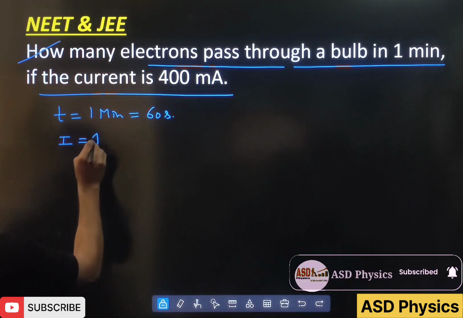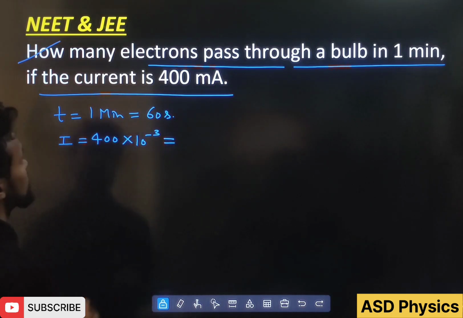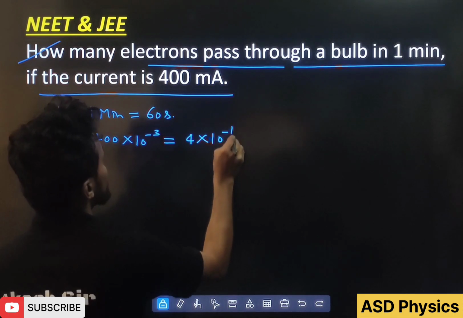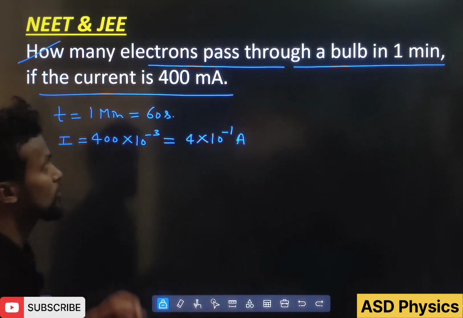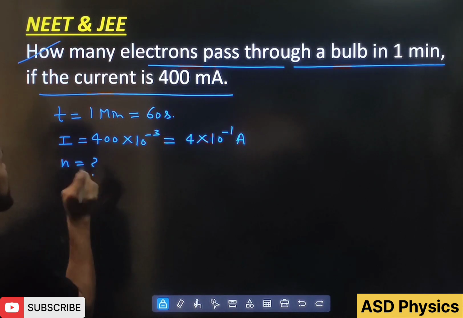Some constant current is there, 400 milliampere. That means 400 into 10 to the power minus 3, or we can write here 4 into 10 to the power minus 1 ampere. Okay, and what they are asking here, how many electrons? That means they are asking the value of n.